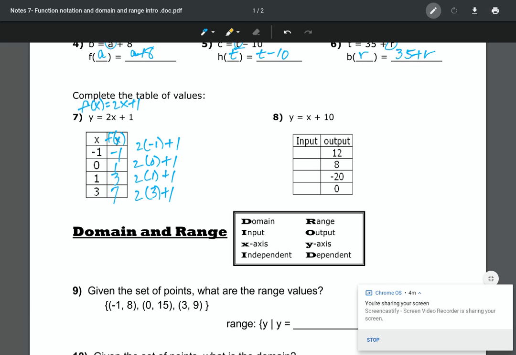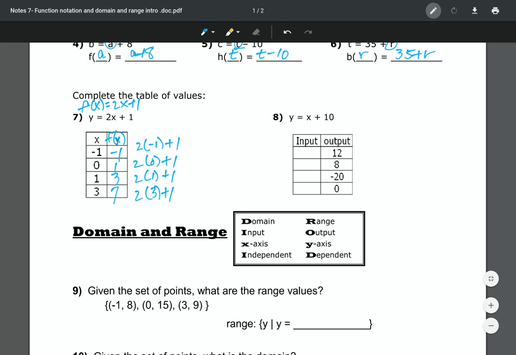All right, now the inputs on number 7 were your x values. So all you had to do was substitute in. Now, something that's a little bit different here is that your output is now given. So remember, your input represents your x and your output represents your y. So let's say we put a 12, our 12 right there went in place of y. So I'm just going to show it up here.